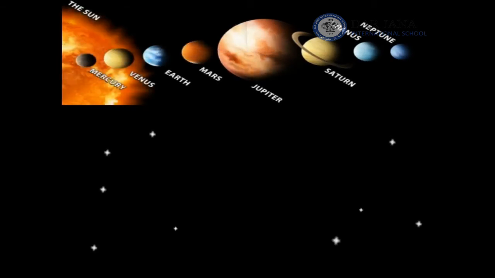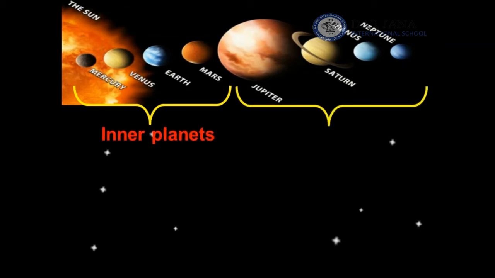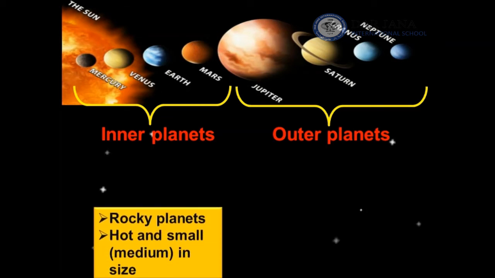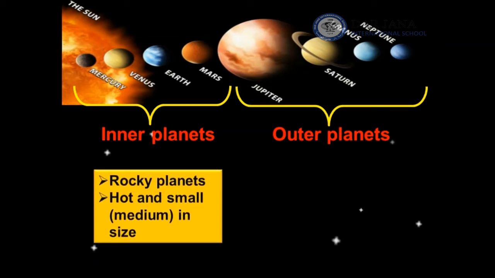This is our solar system again. Now I will focus on the two groups that I mentioned. So this is the first group of 4 planets that are very close to the sun and we call them the inner planets. And this is the second group that are far away from the sun and we call them the outer planets. The inner planets are made up of rocks, we call them rocky planets, and they are usually small to medium in size, and because they are next to the sun, that's why they are considered to be hot planets.